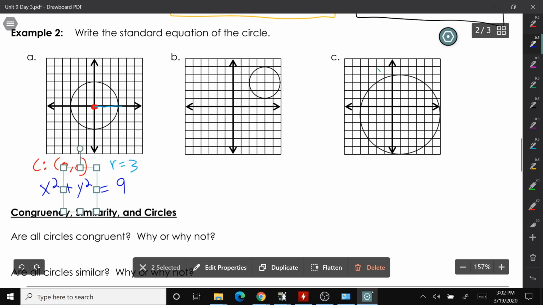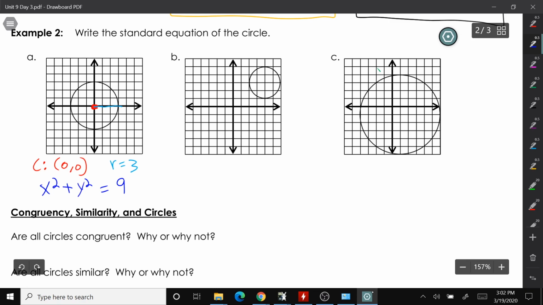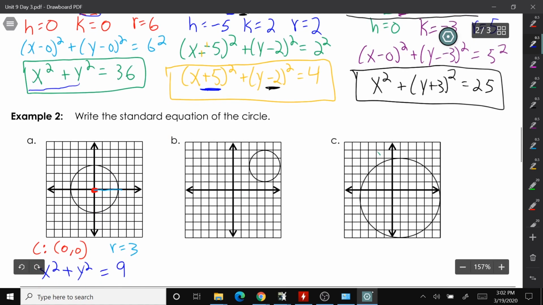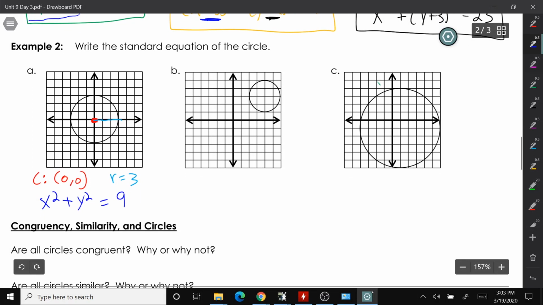We don't have to write -0 if we're centered at the origin. Like up here, you see we were centered at 0, 0, the origin, and we just had x squared plus y squared in our answer. All right, letter B, your center is at 1, 2, 3, 4, 3. So your center is 4, 3, and your radius is 1, 2. That will give us x minus 4 squared plus y minus 3 squared equals 2 squared, which is 4.